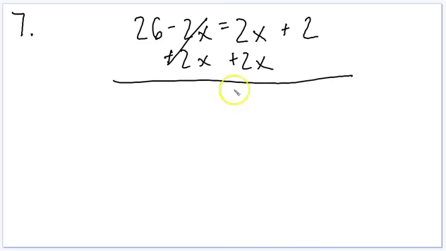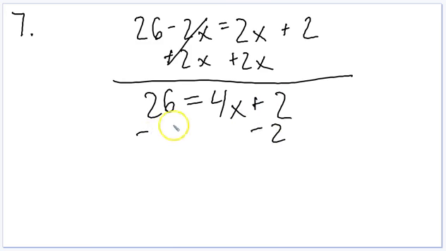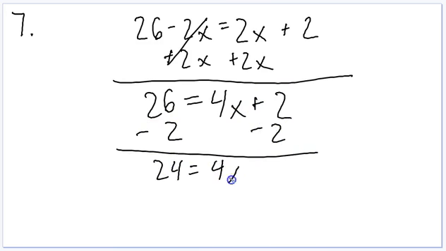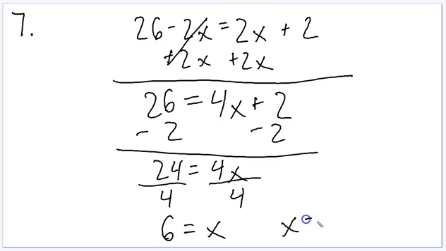That's gone. I got 26 equals 4x plus 2. Subtract the 2 from both sides. I get 24 equals 4x. Divide both sides by 4. And I get 6 equals x. I am also allowed to write it as x equals 6. Boom, there it is. Moving on.